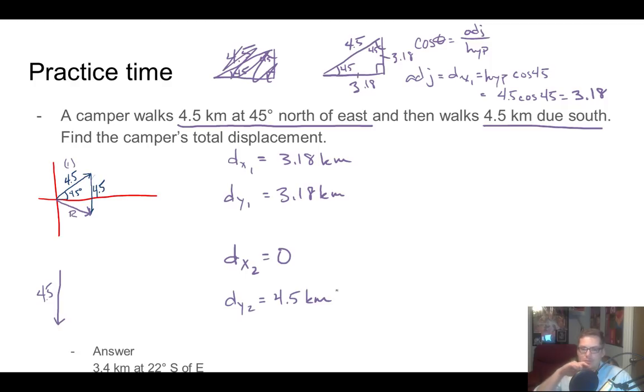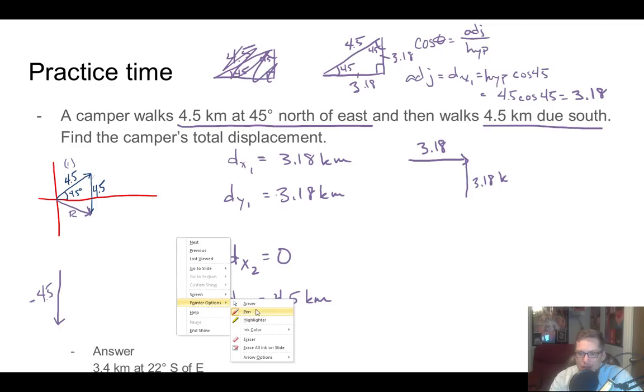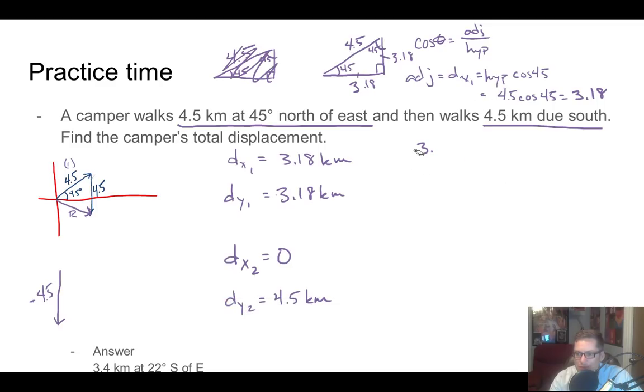All right, cool. So now we can take our d sub x1 and d sub x2. d sub x1 is 3.18 kilometers, and our d sub x2 is 0, so plus 0. That's easy. Now d sub y1 is 3.18, so it goes down 3.18. Oh, I'm sorry. This should be a negative value, and this one should be a positive 3.18. I got myself confused for a second.